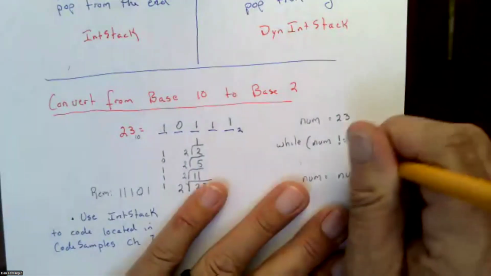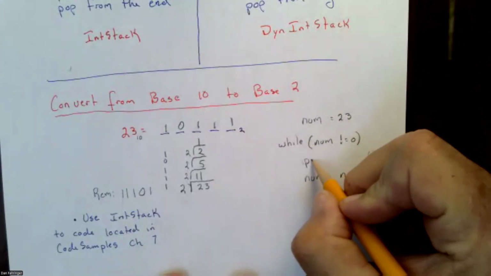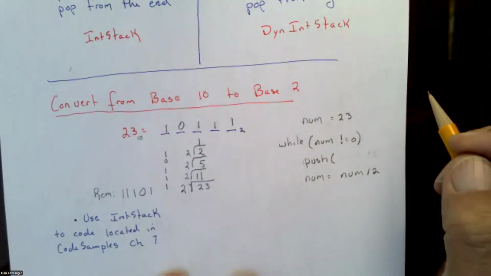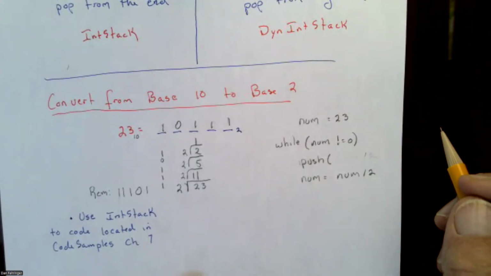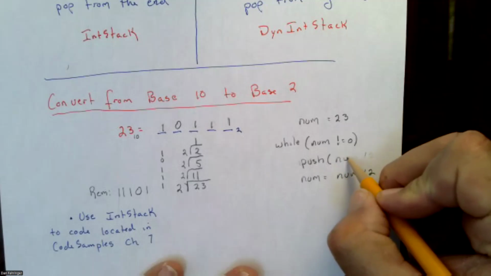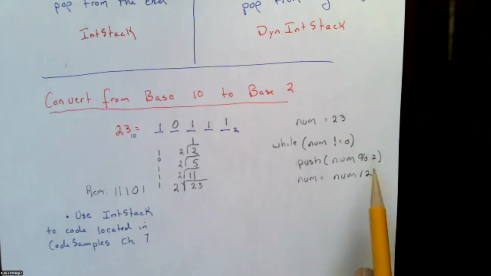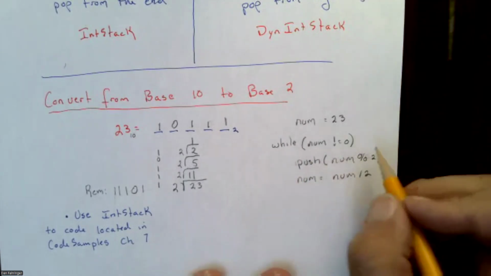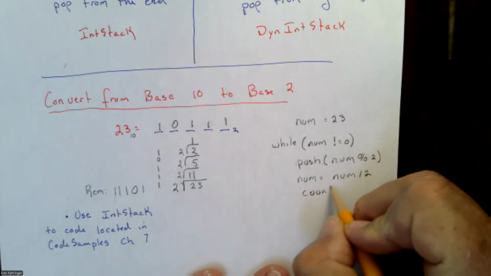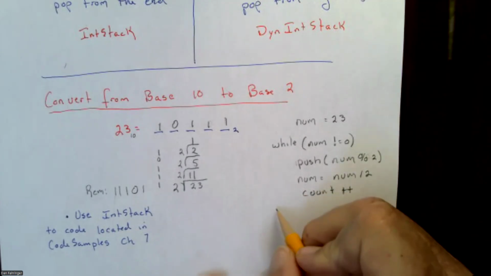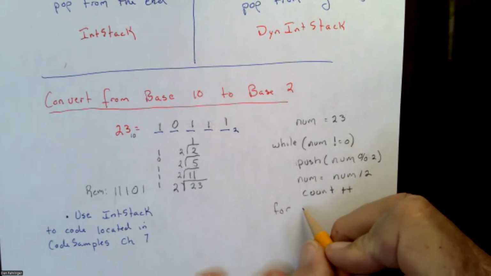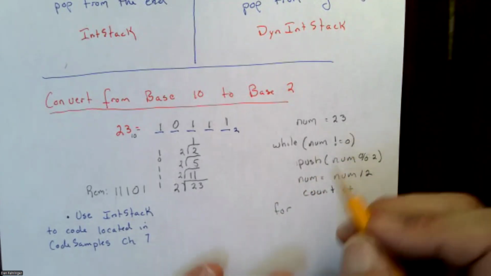So I'm going to say push. What would I like to push first? Num mod 2, the remainder. Excellent. I'm going to push the remainder on, then I divide by 2, and I'm going to keep going. And then I probably should count how many there are so that I can have a nice little for loop that goes from 0 or 1 to count.